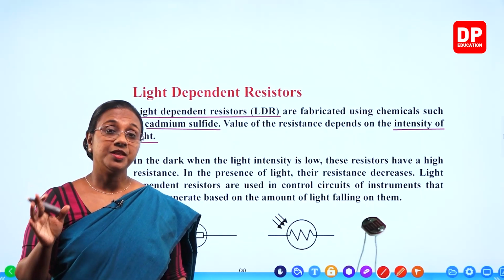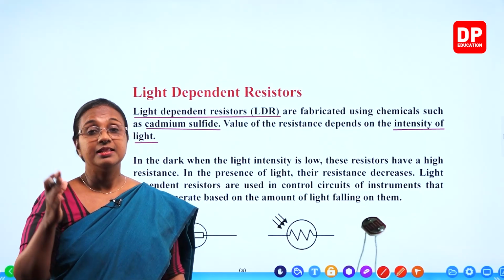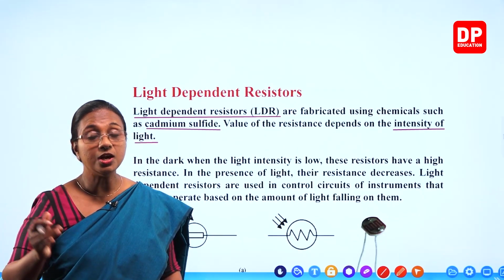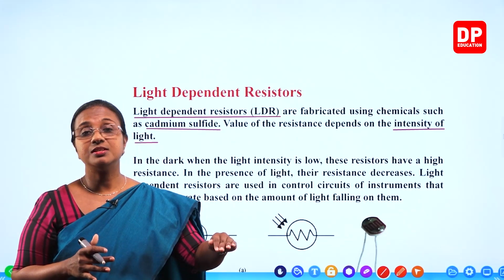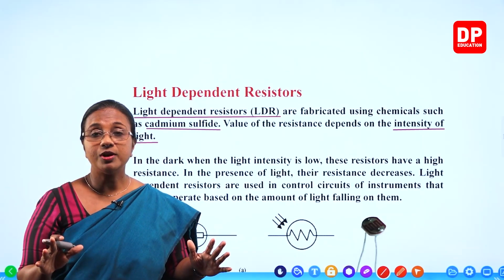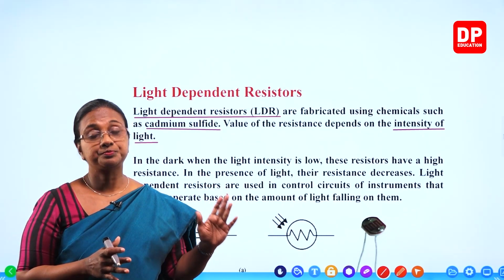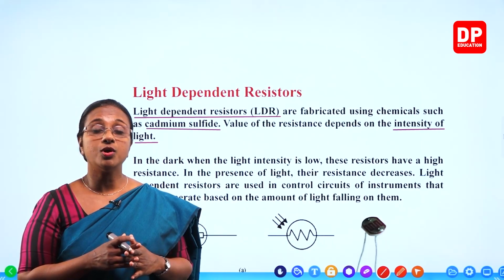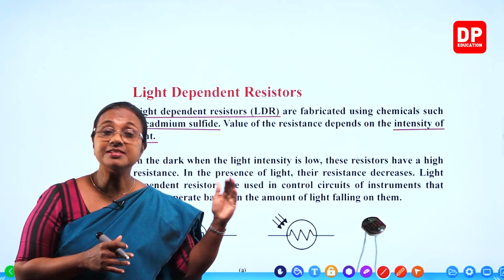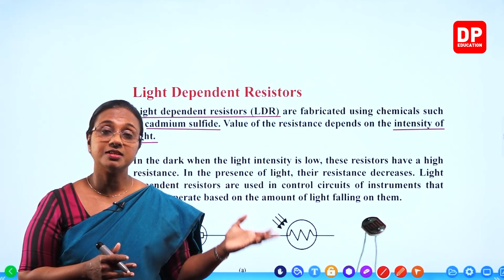Intensity of light. When there is no light, the resistance is high. That is in the dark, during night time, if there is no light falling, or if you cover the resistance with your hand or with a cloth, there is no light falling on the resistor, then the resistance is high. When light falls on it, the resistance decreases. As the intensity of light increases, the resistance decreases further.